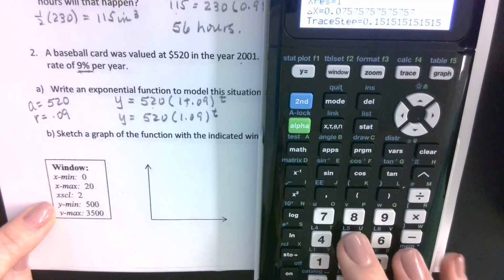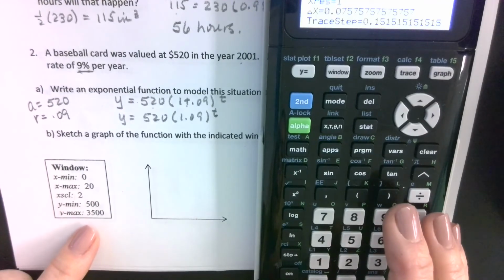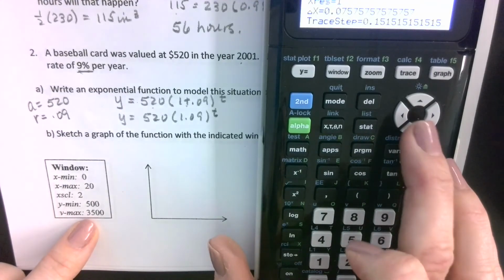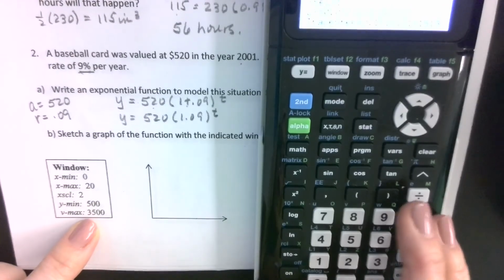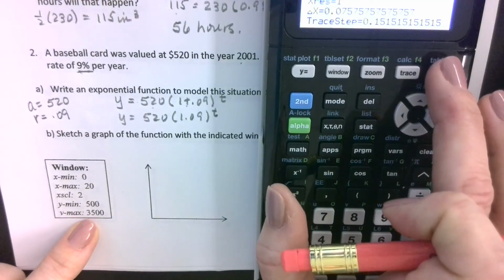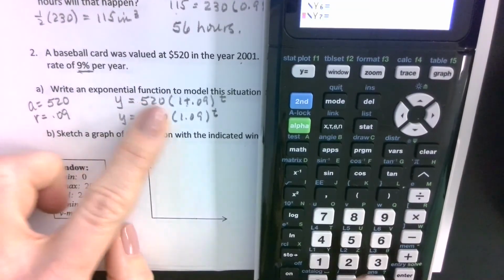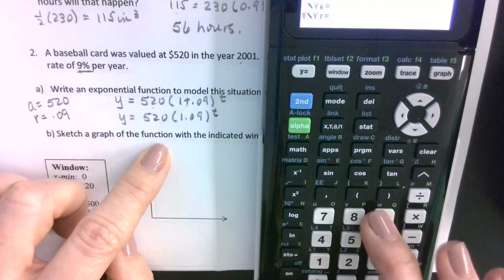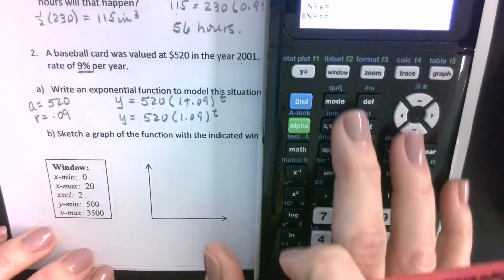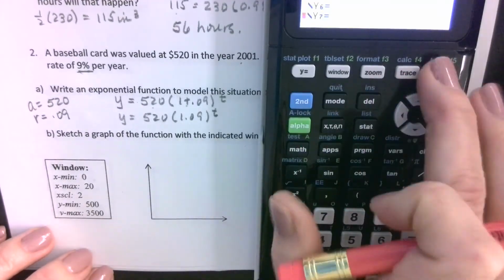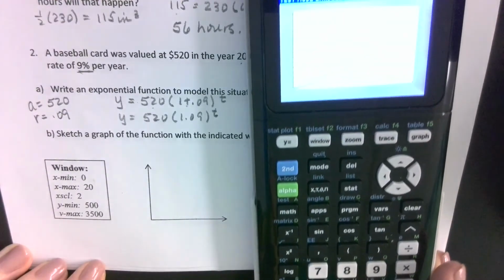For our y min, we'll go to 500. Our y max, we can do 3,500. And let's go by a scale of, maybe we'll go by 200. Okay. Now we can take a look at the graph. And our y equals 520 times 1.09 to the x. Okay, and then we can go graph, and then we get our exponential growth.